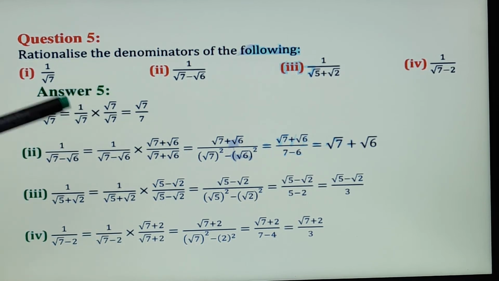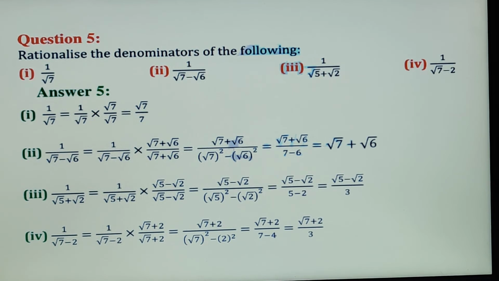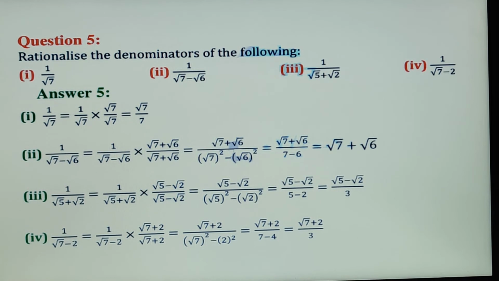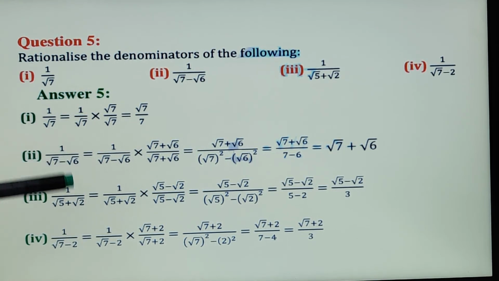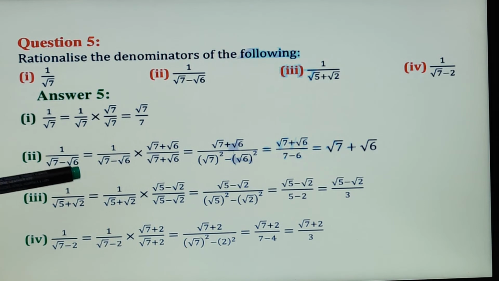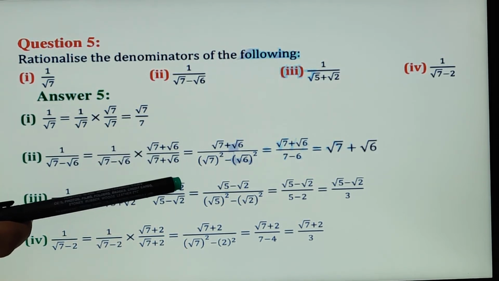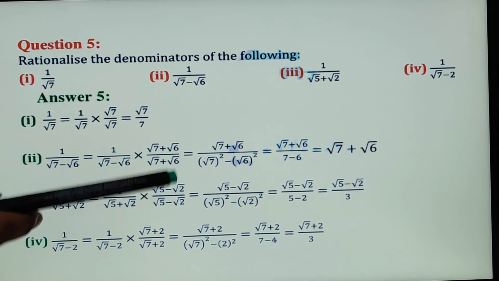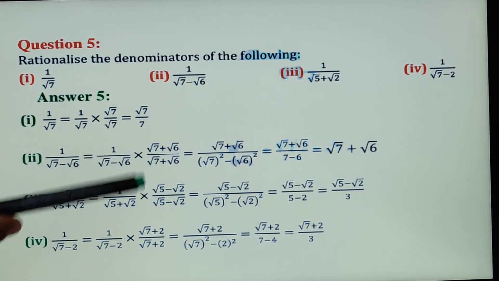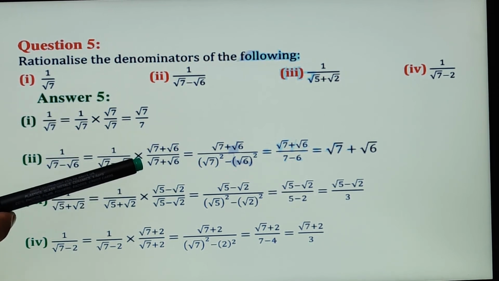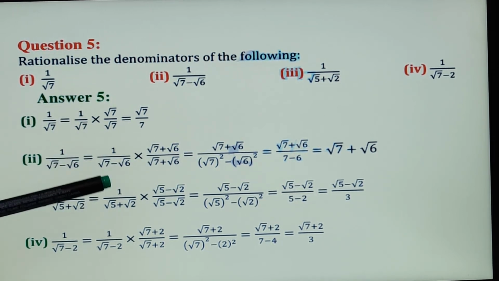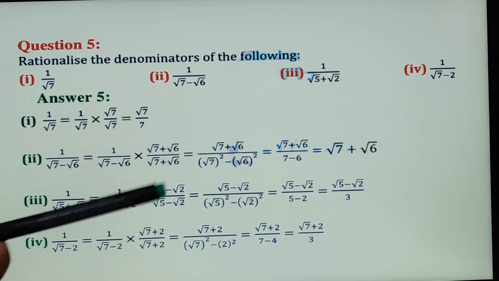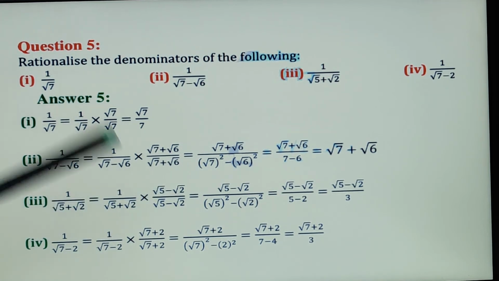1 into root 7 is root 7, and root 7 multiplied by root 7 is 7. Question number 2, 1 upon root 7 minus root 6. First we need to identify the rationalizing factor. Here the number is a minus b, so its rationalizing factor will be a plus b. So its rationalizing factor is root 7 plus root 6. So we need to multiply the rationalizing factor in numerator as well as in denominator. So our number will be 1 upon root 7 minus root 6 multiplied by root 7 plus root 6 in numerator upon root 7 plus root 6 in denominator.